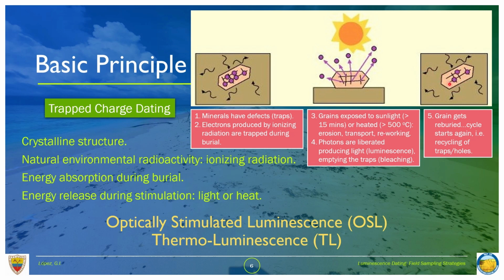So basically the principle works on energy absorption and release during burial and during stimulation. That is why it is also called the trap charge dating method, and it applies to both optically stimulated luminescence and thermoluminescence, whose stimulant is actually heat, not sunlight.